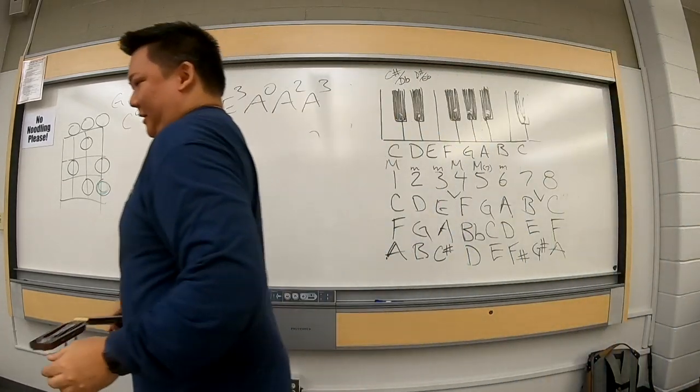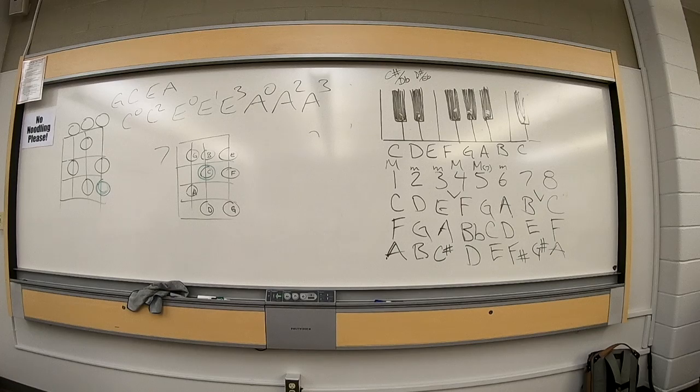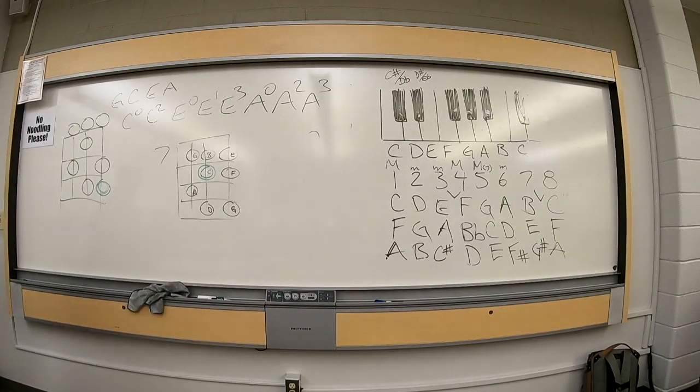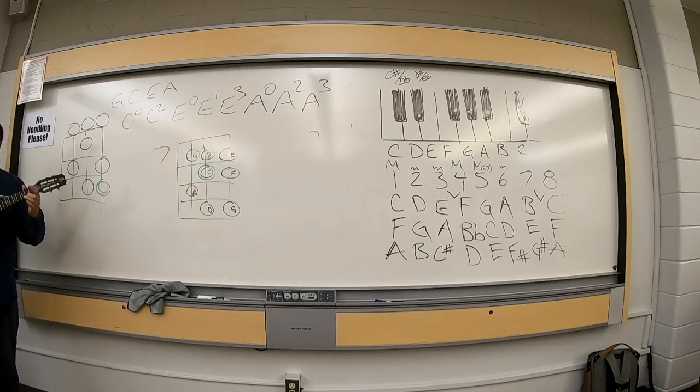If I'm playing in D, we're gonna try this for a second. C open. 2nd fret. Open. 1, 3. Open A. 2, 3.